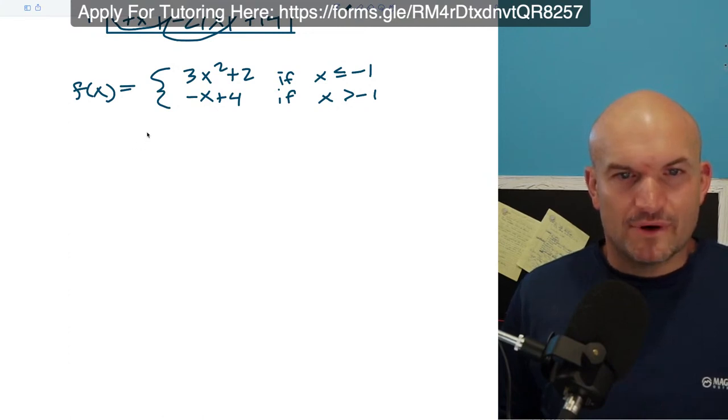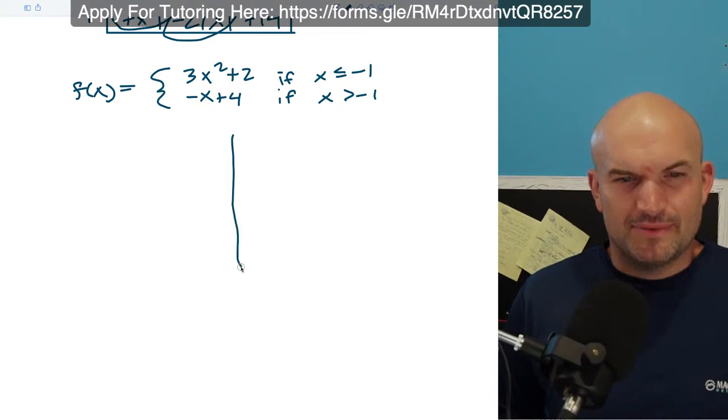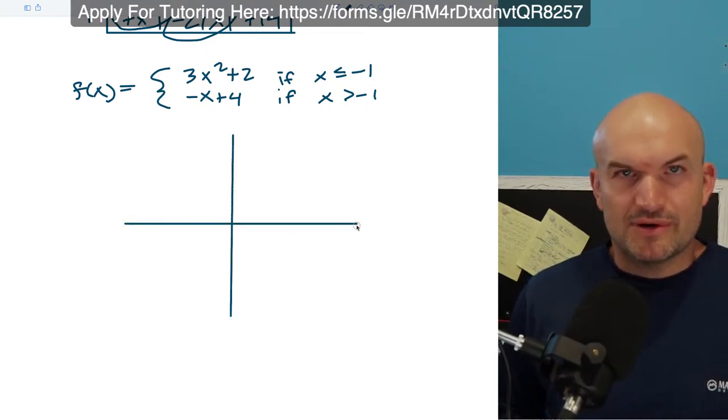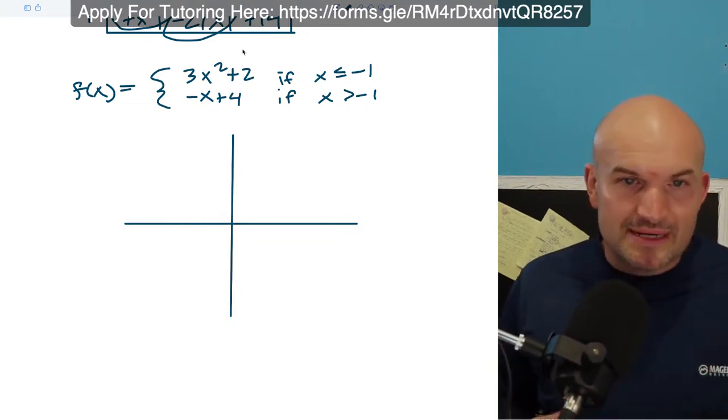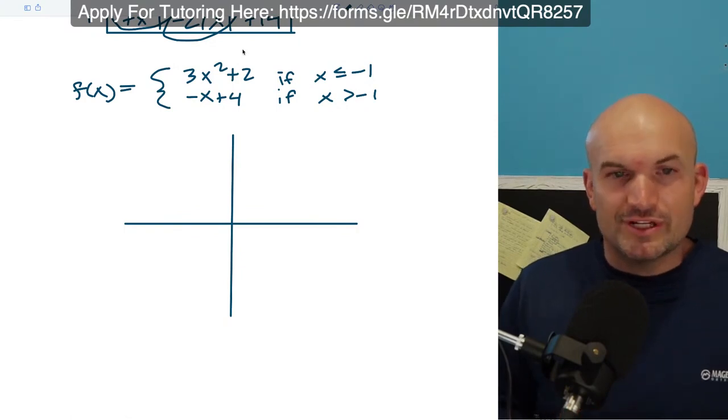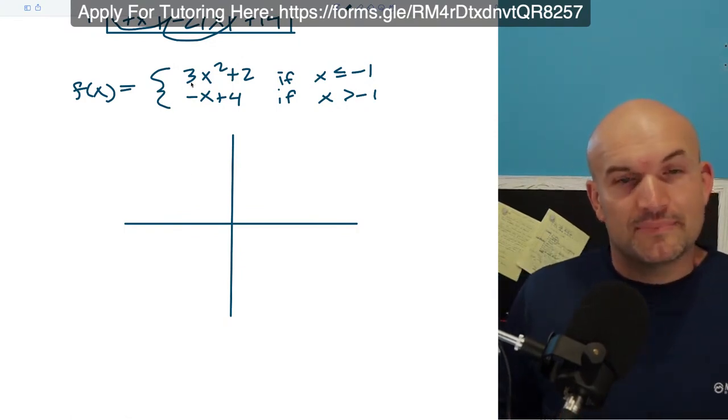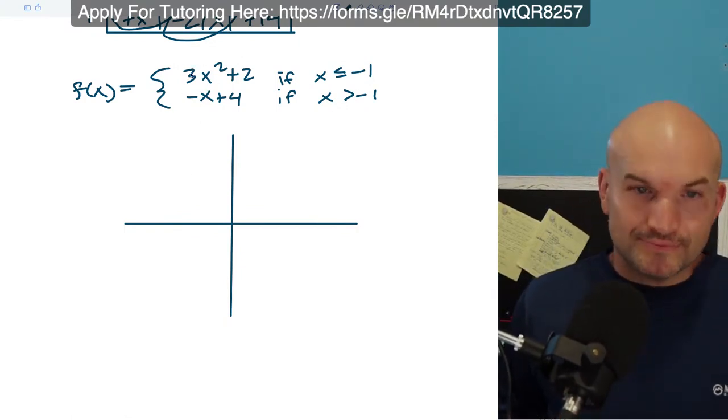What I would recommend on this problem is let's go ahead and graph both of them on the same one. So I'll do it this way. Sometimes you can graph them separately, and then combine them, or sometimes you can graph them and then redo their restriction. So that's the way I'm going to do this one.